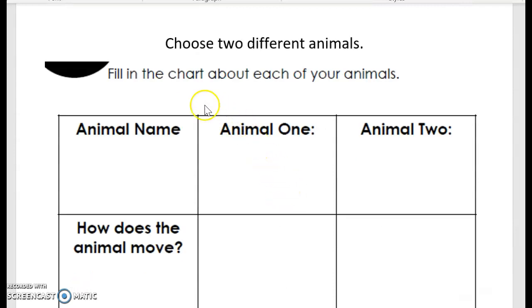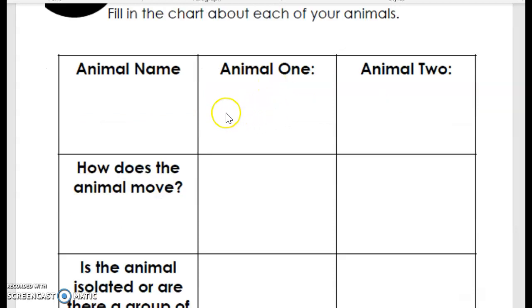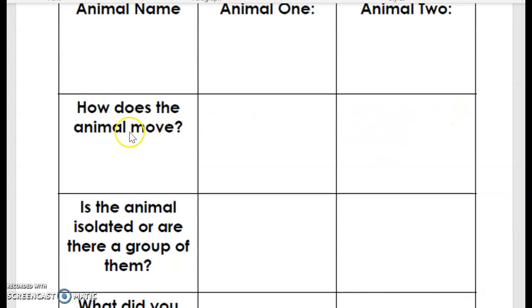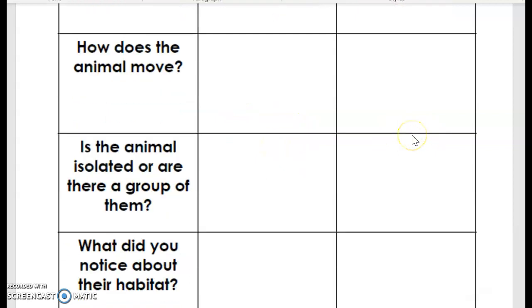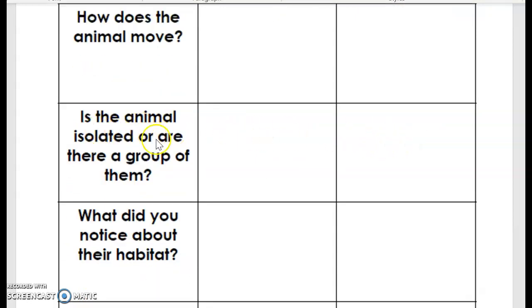Also, I want you to choose 2 more animals, 2 different animals, and you're going to compare them. So you're going to write the name of animal 1 that you saw on the web visits, and the name of the second animal. I want you to think about, how did the animal move? Animal 1, how did it move? And animal 2, how did it move? Is the animal isolated, or were there a group of them? So was it just one animal that would be isolated, or were there several or a whole bunch of them in a group? So you would write that here for the first animal and here for the second.